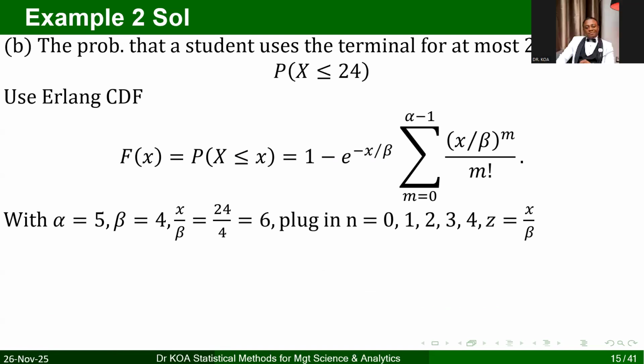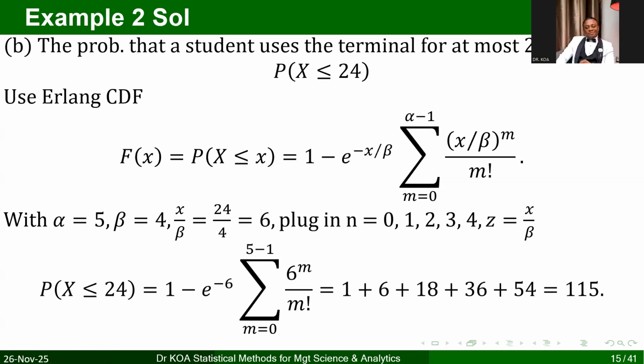That's it. So now when you add all of them, what do you get? You get 115. So that's what you see here. You take this 115 and multiply it by this x over beta, which is the 24 over 4, which is a 6. So you're going to have this negative 6, which is what you see here. Once you multiply by that, you subtract it from 1. What will be your answer?